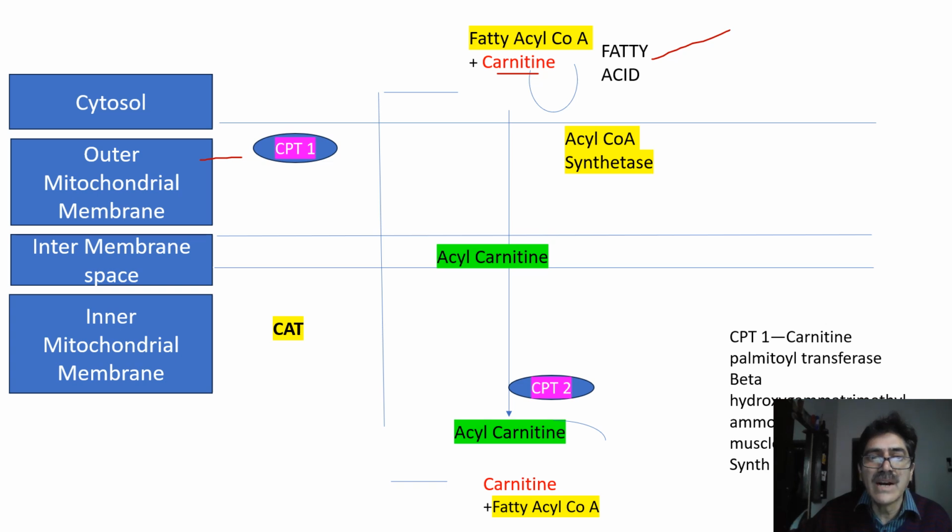carnitine. Acyl carnitine passes the intermembrane space of the mitochondria, enters into the inner membrane of mitochondria where you have carnitine palmitoyl transferase 2 that reconverts it into carnitine, and carnitine flows back to the cytosol to carry the next molecule of fatty acyl coenzyme A. So CPT means carnitine palmitoyl transferase.